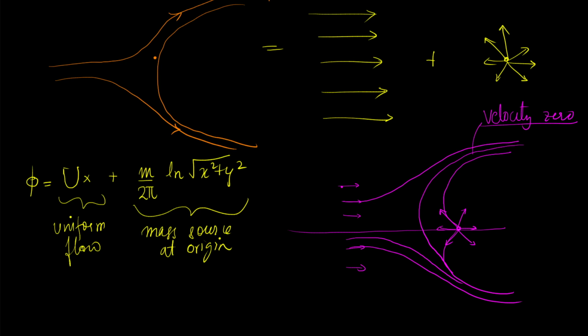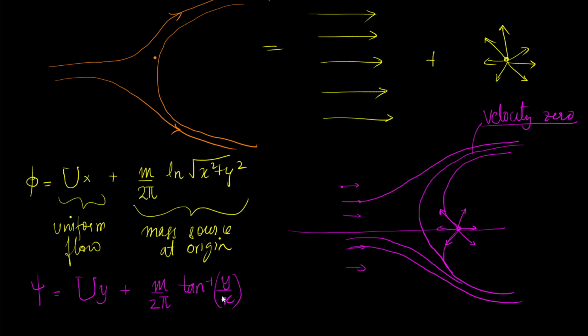So the corresponding stream function, and you can easily find this out, and it should be obvious how to find this out. It will be Uy plus m upon 2 pi tan inverse y by x.